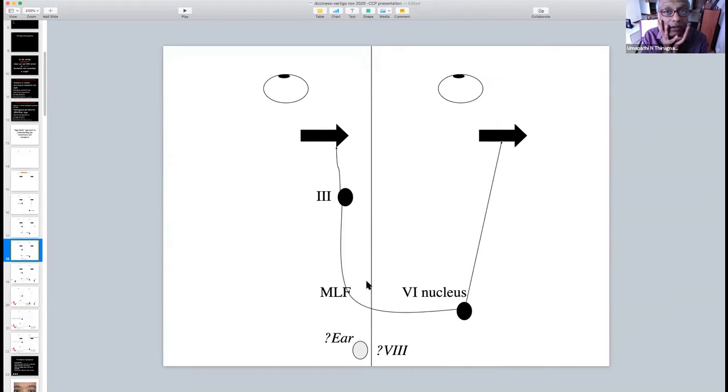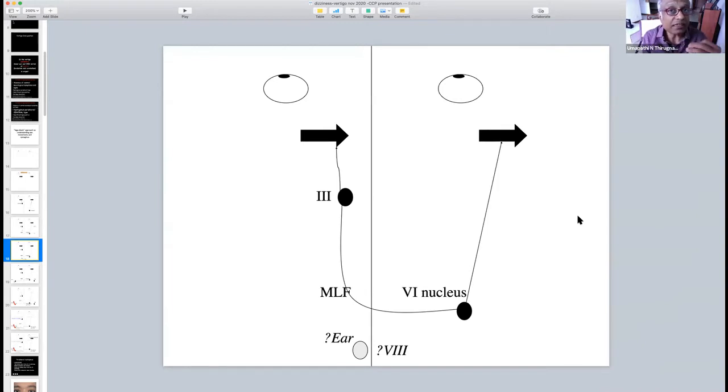So if you notice now, I'm looking at you, and I've turned my head to the left, my right eye is abducting and my left eye is adducting. So what does that mean? That is very similar to what you see in the slide in front of you, right? The right sixth nucleus must be active to allow my right eye to abduct and my left eye to adduct. So that is the efferent pathway.